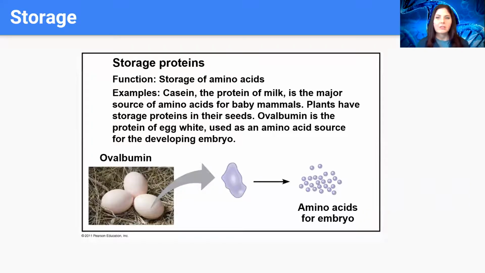So proteins also serve storage purposes. So for example, we have casein, which is just a protein in milk. It's a major source of amino acids for baby mammals, including me at one point in time and you at one point in time. Plants also have storage proteins in their seeds. We have ovalbumin, which is the storage protein in egg whites, and it's used as an amino acid source for the developing embryos, as well as for me when I eat them in the morning.